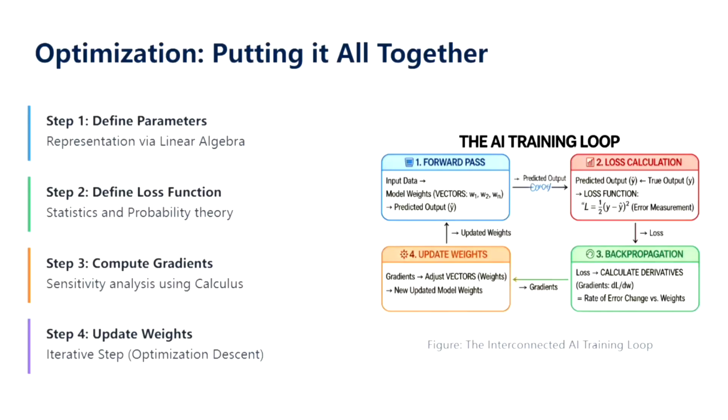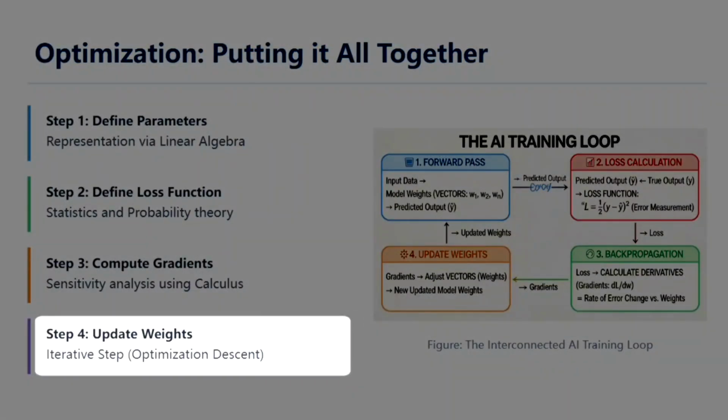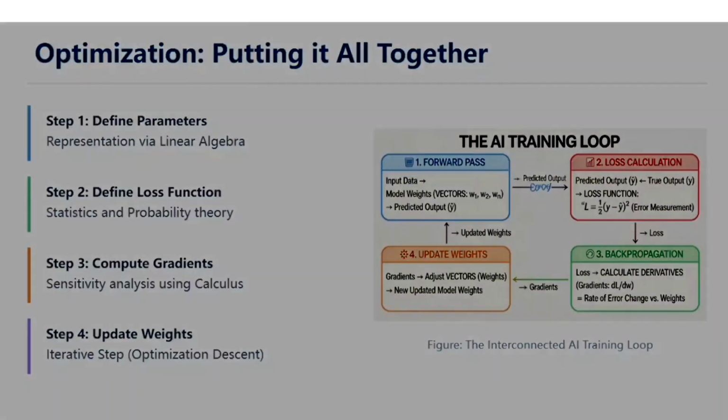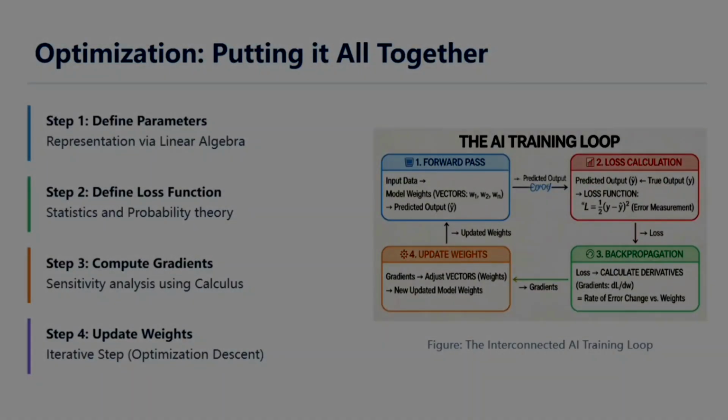Finally, in step 4, we use gradient descent to update those weights. This is an iterative optimization process, looping back until the model reaches its peak performance. Take a look at this training loop. It represents the beautiful synergy between these math disciplines.